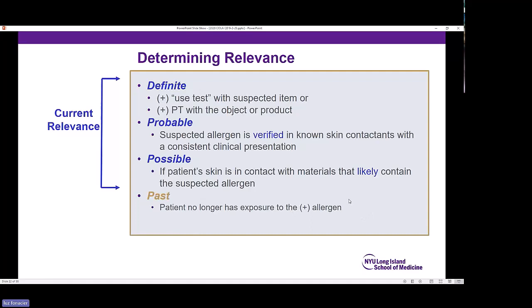A classic example of this is thimerosal. They were exposed in childhood vaccines, but they're not exposed to them anymore. But look at this. The current relevance is definite, probable, and possible. And it's up to you to determine on follow-up where the patient fits in.